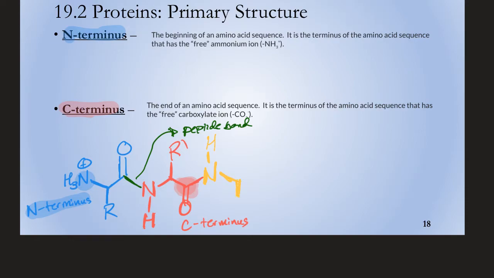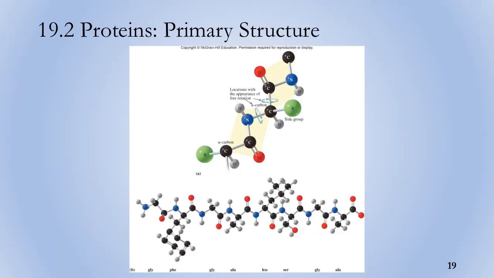We'd have an R double prime down there, and then another carboxylate ion right there. And so that red would no longer be the C-terminus. The C-terminus would now be the carboxylate group of that third amino acid.